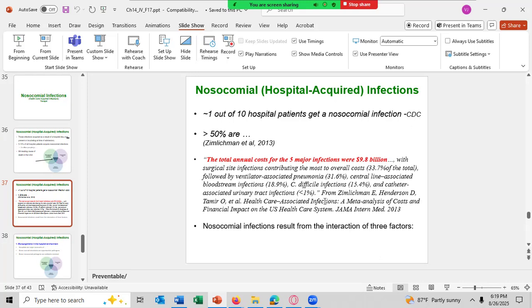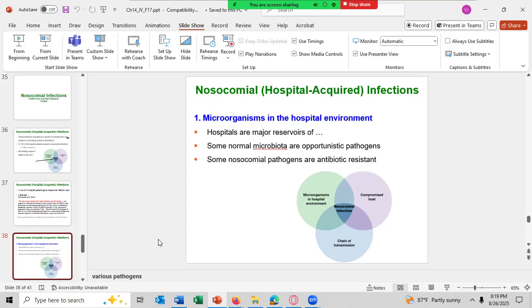You only need to know there's a major cost of nosocomial infection. You don't need to know that, what year was this? 2013, it was estimated to cost $9.8 billion. You don't need to know the numbers or the year. You just need to know it's a major cost in the United States. Nosocomial infections result from the interaction of 3 factors in the hospital-like environment. First, microorganisms are present in the hospital environment or the hospital-like environment, meaning a nursing home or rehabilitation home or some home you check into.